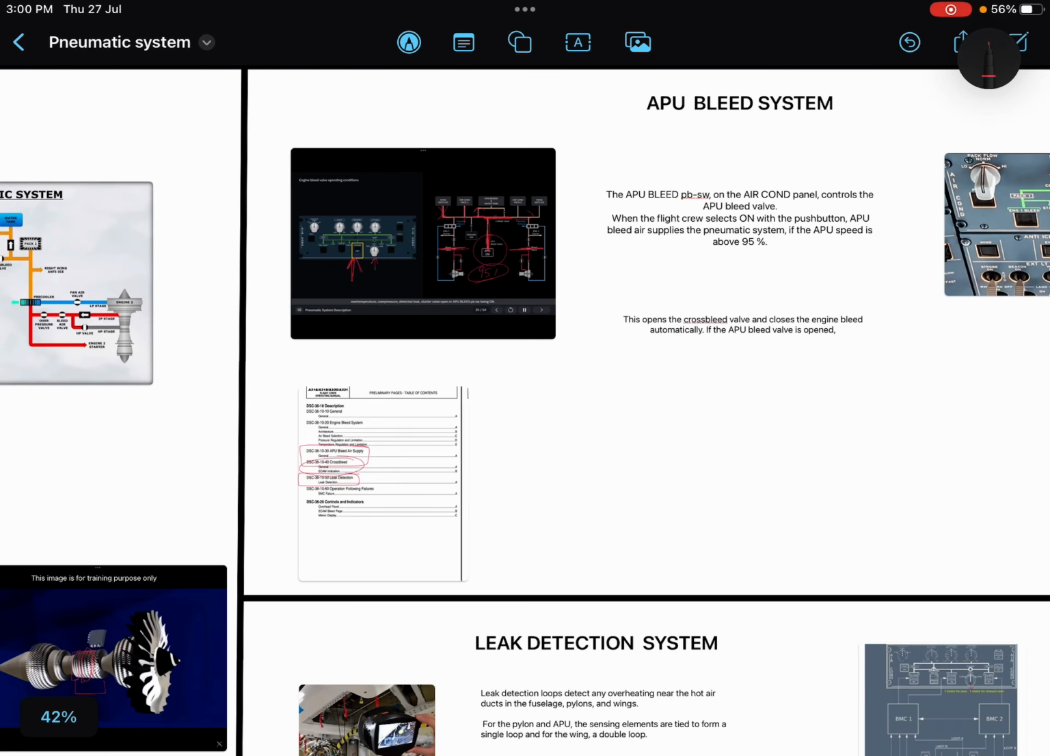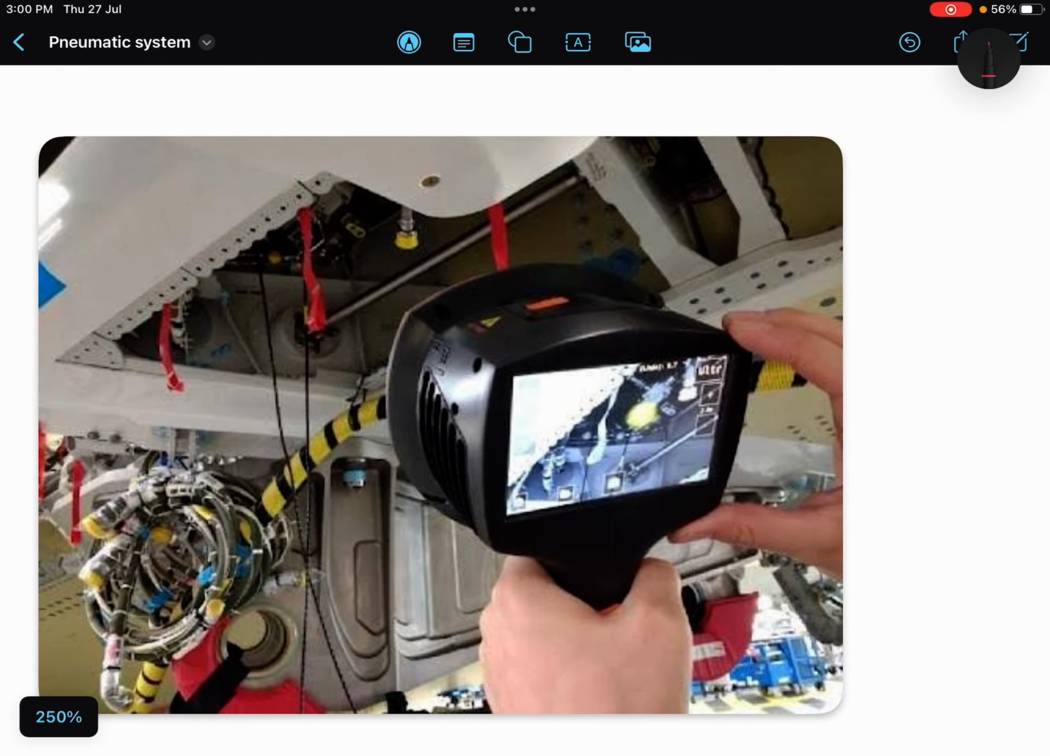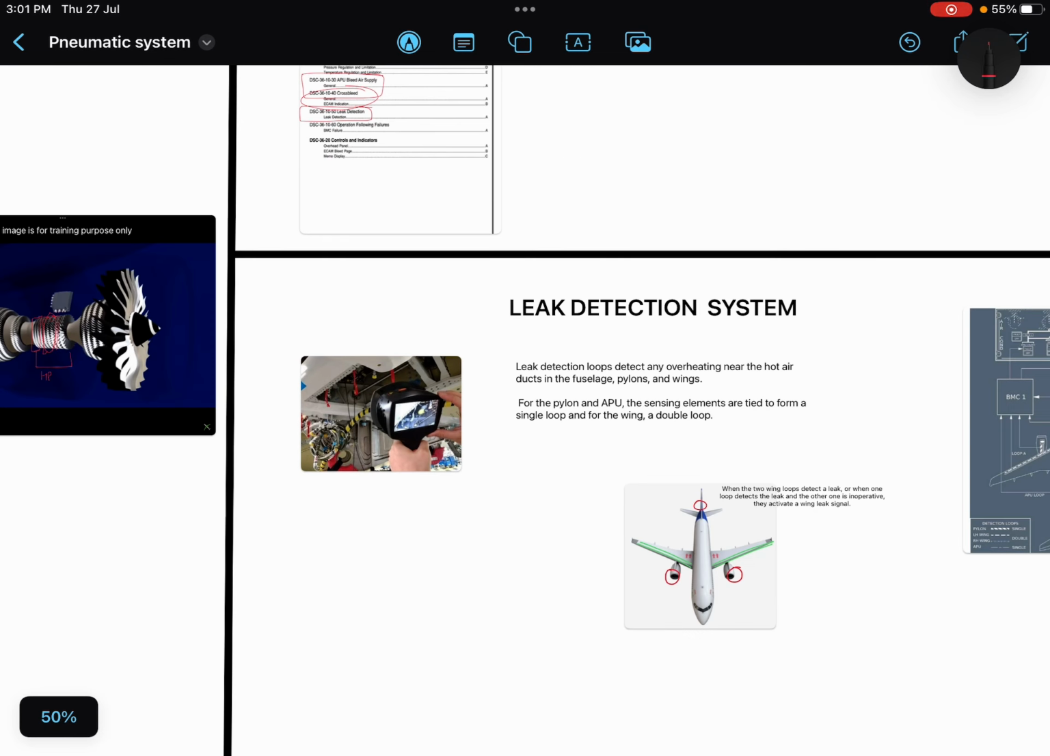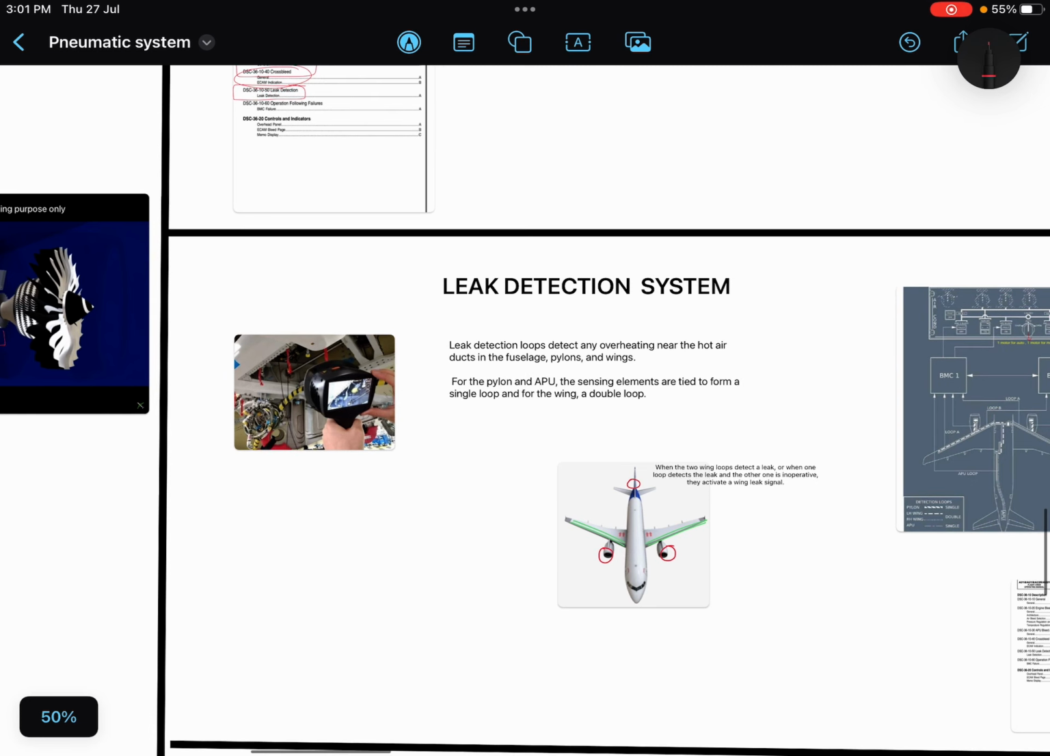Okay, if a leak is detected, the leak detection warning comes from the respective BMCs. Correct. If a leak is detected in the left side or APU, the BMC 1 generates a warning. If a leak is detected to the right side, meaning right engine and right wing, then BMC 2 generates a warning. For engine pylon and APU, we have a single loop, and for the wings we have double loop.